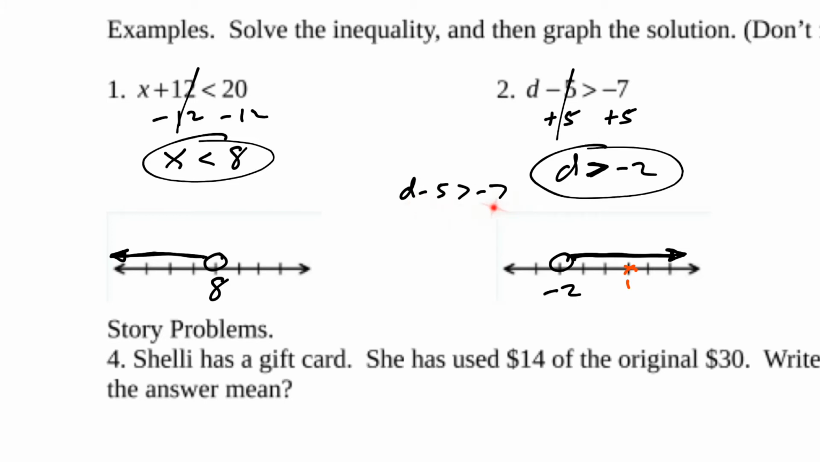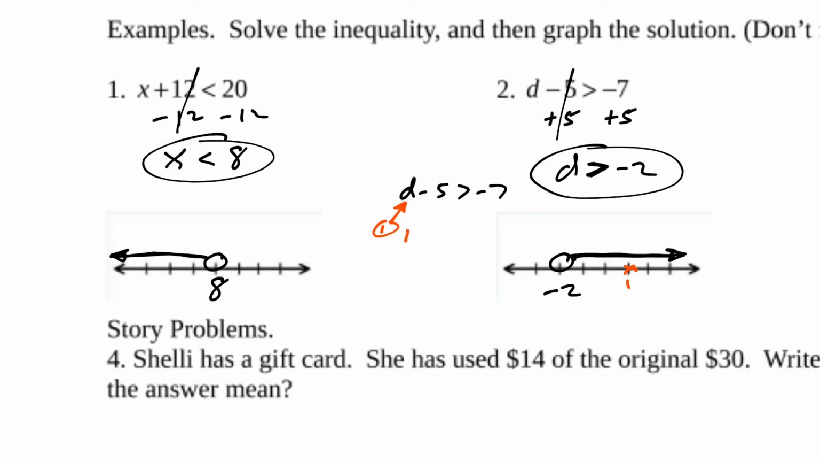I've written the original inequality here for you. And we chose a number out of the shaded region. We could pick any real number to the right of negative 2 on our number line, but we chose 1. So we're going to take that 1 and plug it in there for d. We're going to substitute it in.